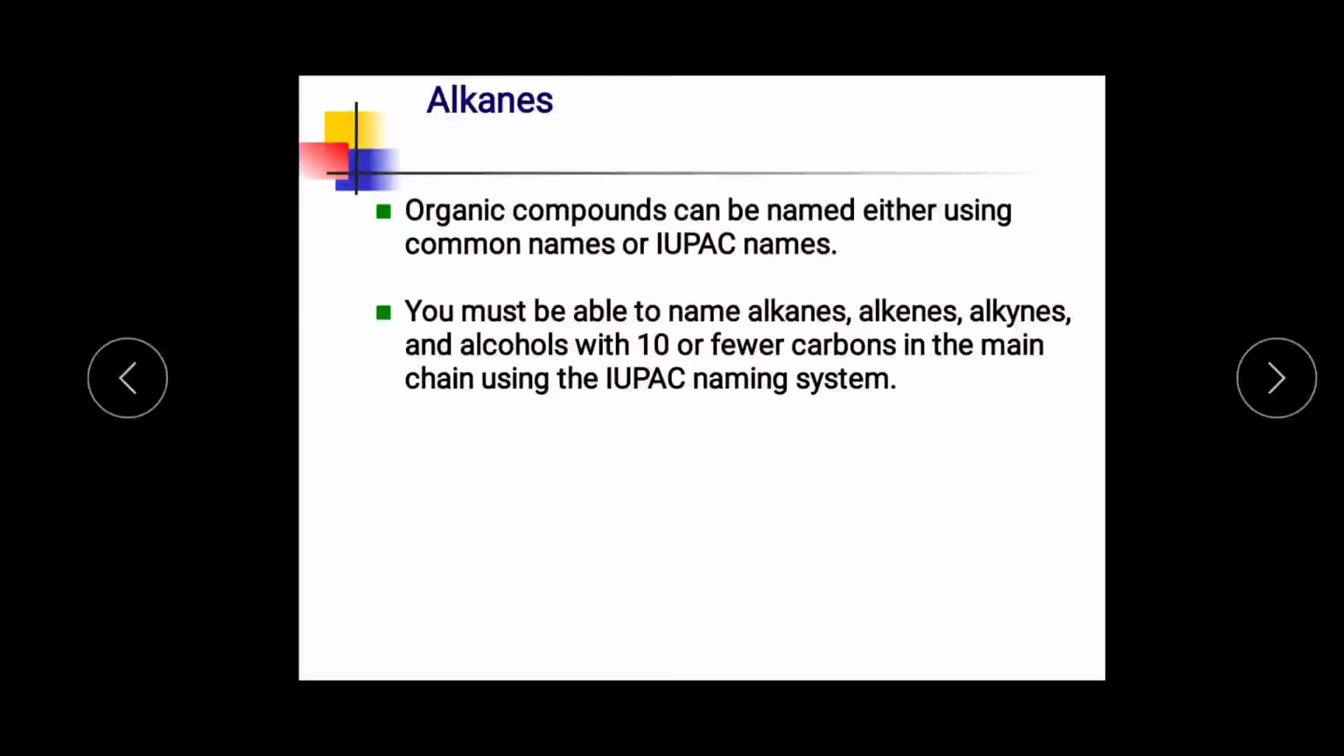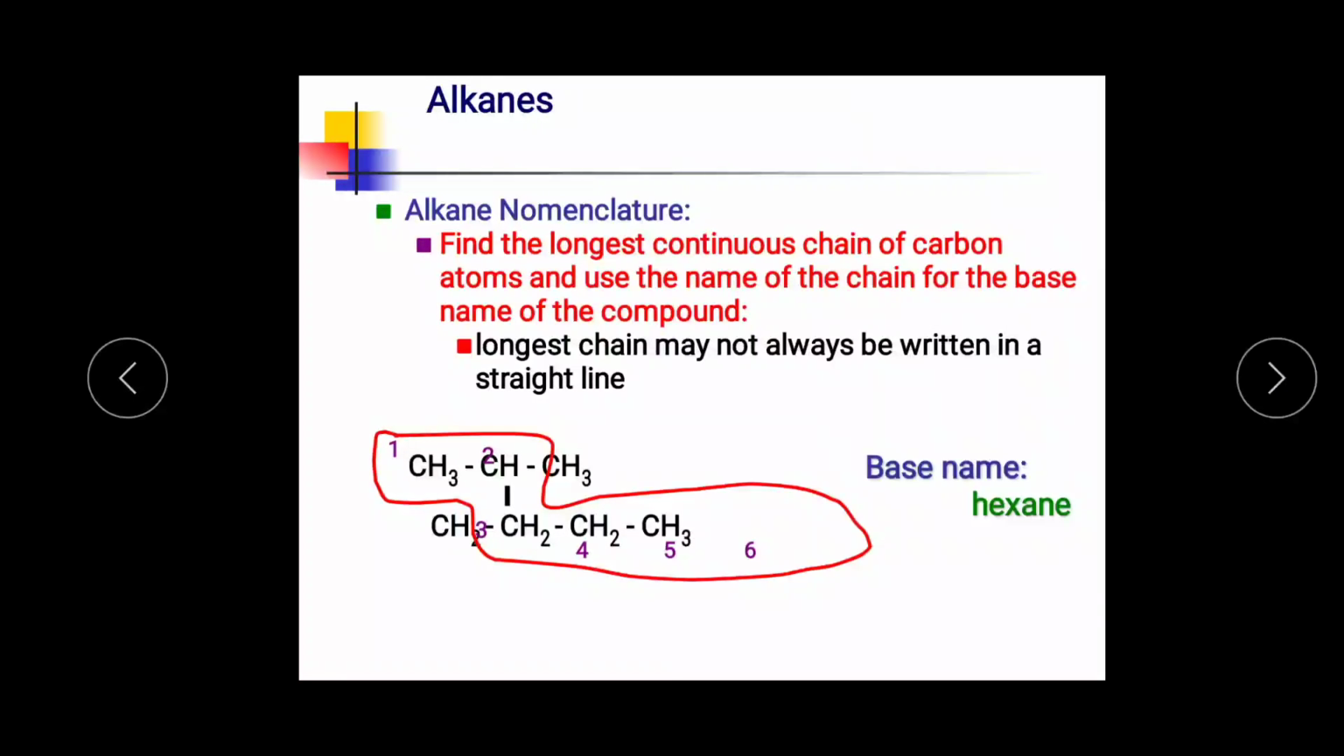Organic compounds can be named either using the common names or based on the IUPAC, or the International Union of Pure and Applied Chemistry naming system. So in naming alkanes, or the alkane nomenclature, first you have to find the longest continuous chain of carbon atoms and use the name of the longest chain for the base name of the compound. The longest chain may not always be written in a straight line.